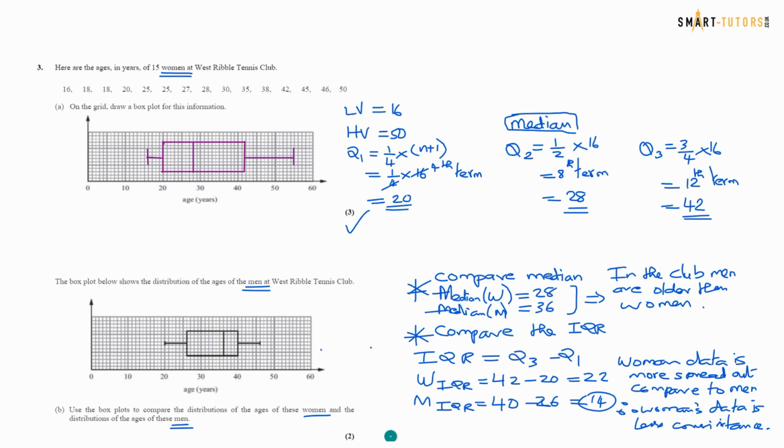So what you want to learn from this question is: more spread, less consistent, or less spread, more reliable. That kind of technique you need to understand. So don't panic too much. More spread, less consistent. Remember that. The second point is the median comparison: men have the higher median, so they are older than the women. That is question number 3.